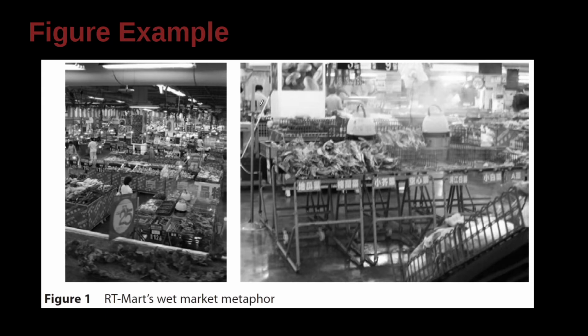And in this case, we have a couple supermarket shots. This is a supermarket, and this is a fresh market in Taiwan or China. And here it's in Taiwan. And here's figure 1, RT Mart's wet market metaphor. And this is an actual example from a journal I've published in, and you can see that in this journal, their rule is to say figure 1 with no period here. That's this journal's rule, and then to have the caption here with no period here also.